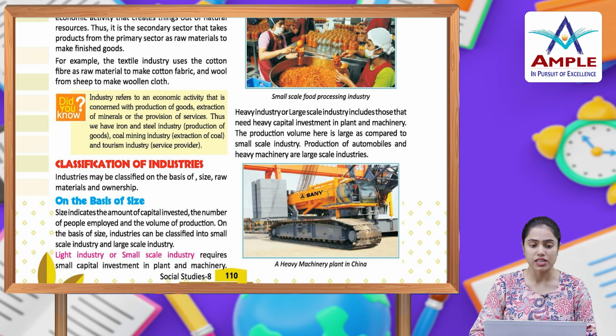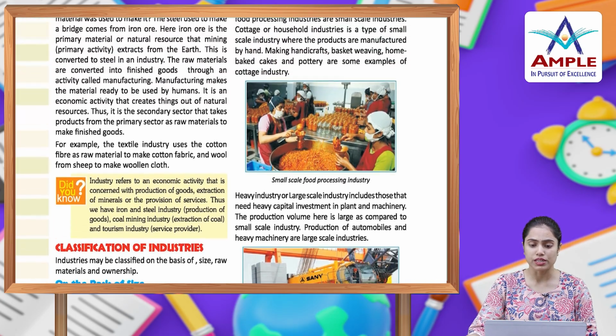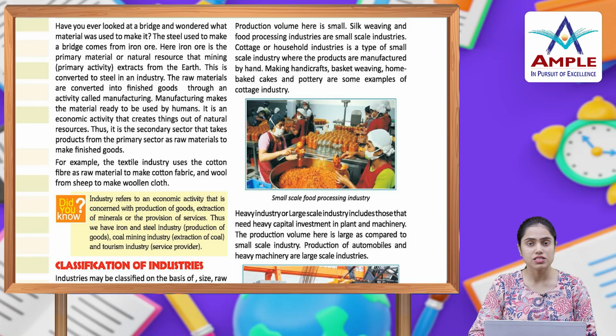Small scale industry requires small capital investment in plant and machinery. Production volume here is small. Silk weaving and food processing industries are small scale industries. Cottage or household industry is a type of small scale industry where the products are manufactured by hand. Making handicrafts, basket weaving, home baked cakes and pottery are some examples of cottage industry.